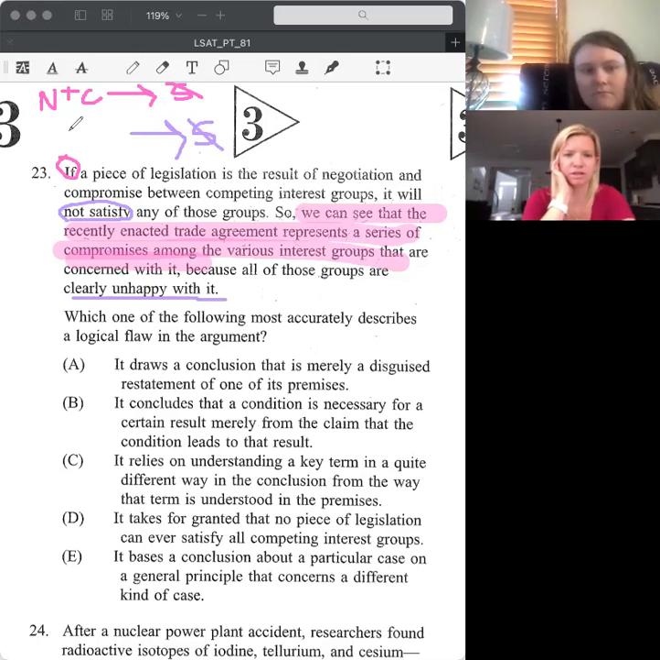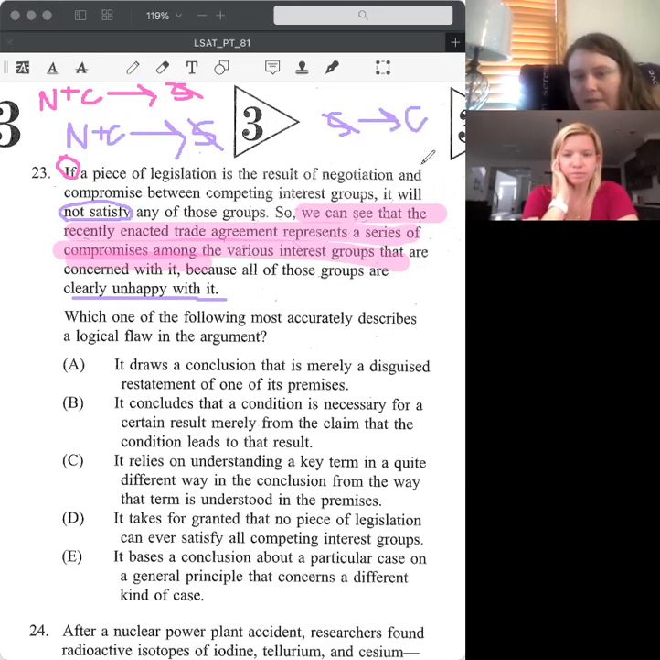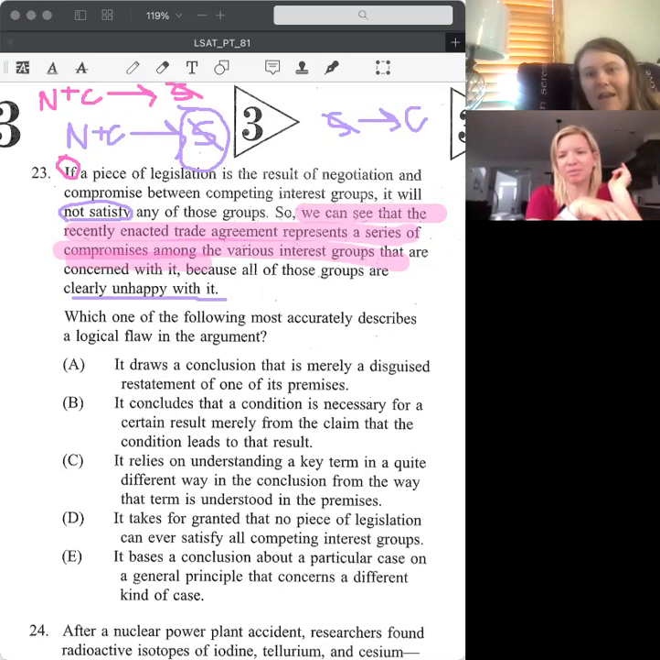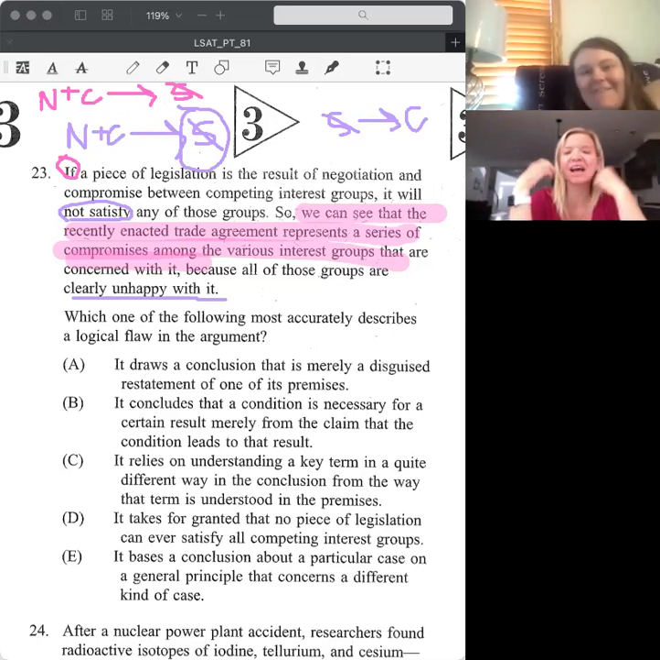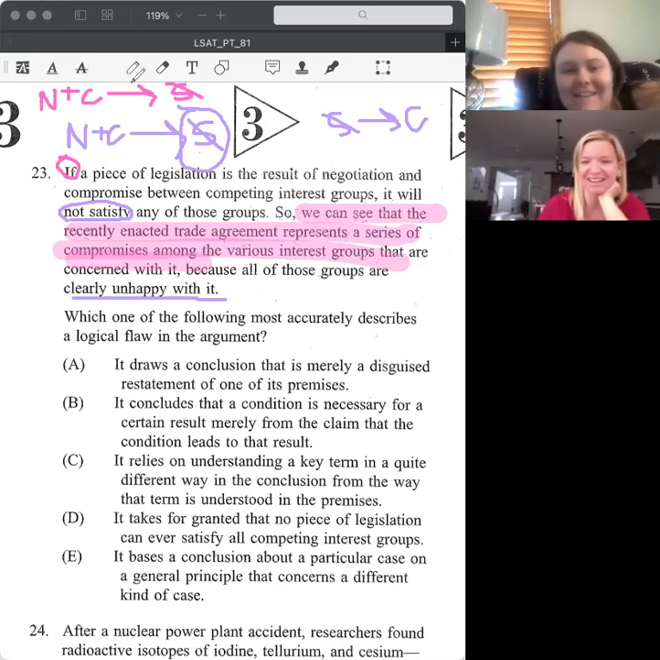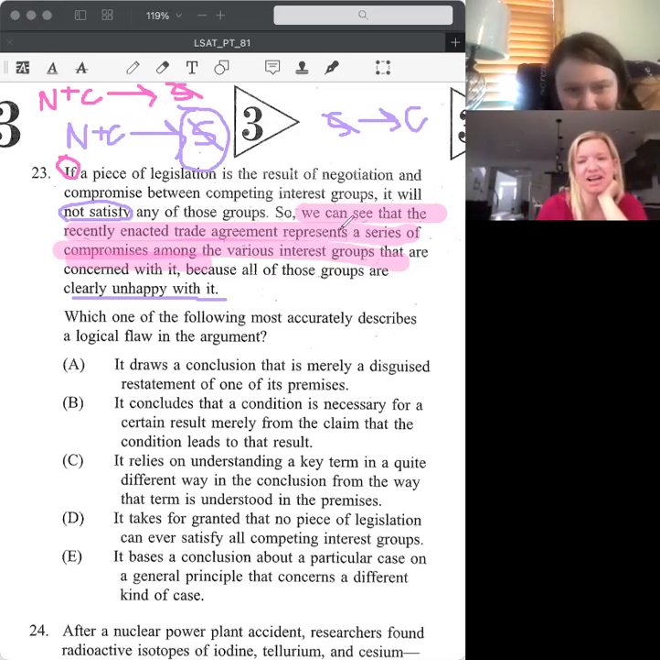If a piece of legislation is a result of a negotiation and compromise between competing groups. So does that mean that if people are not satisfied, it must have come from compromises? No. What kind of flaw is that? What do we do with our necessary condition? Oh, you flip them. Yes. Yeah, sorry, I know, you confused the necessary for the sufficient. Yeah, sorry.